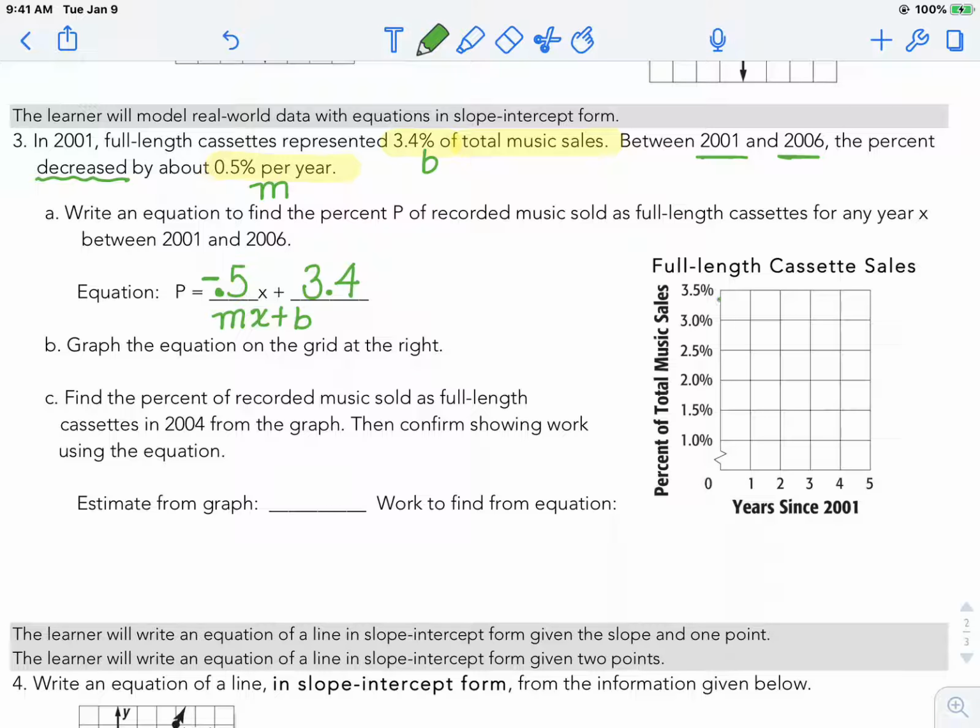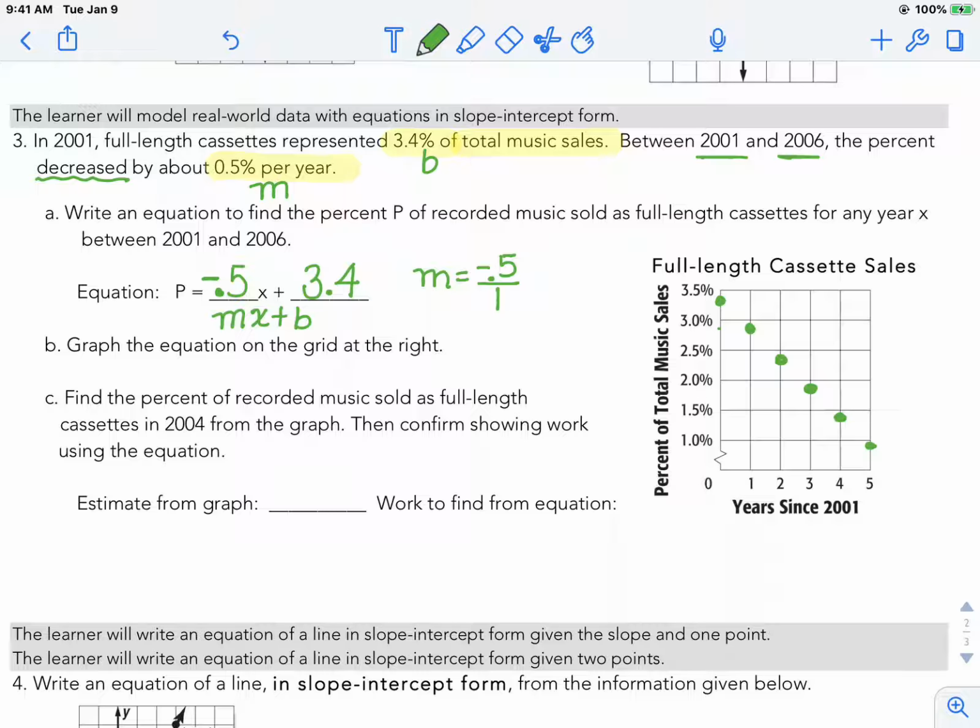When you go to graph it on the grid at the right, we already have the starting amount. We're going to have to estimate about where 3.4% falls on that y-axis. When I decrease by 0.5, that's 0.5 over 1, so my slope is negative 0.5 over 1. So I want to go down half a box, but forward a full year. As I go from 3.4, I'm going to go down to 2.9 and slide over a year. Again, now I'm at 2.9, I need to go down to 2.4 and slide over a year. So down and over, I'm going down 0.5% and forwards 1 year.